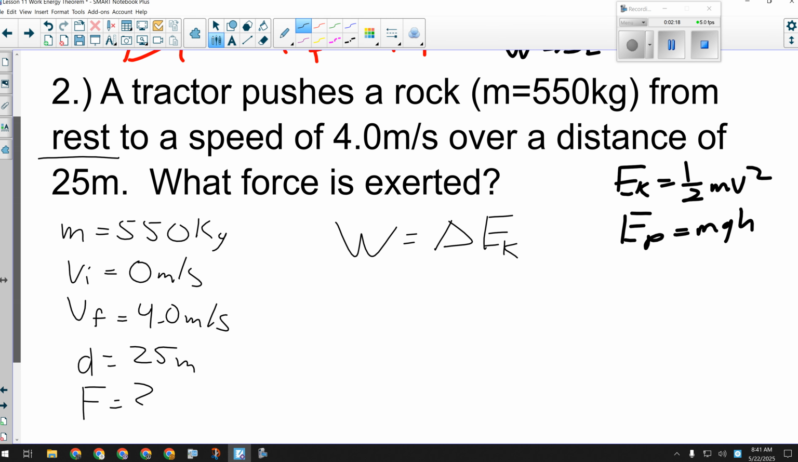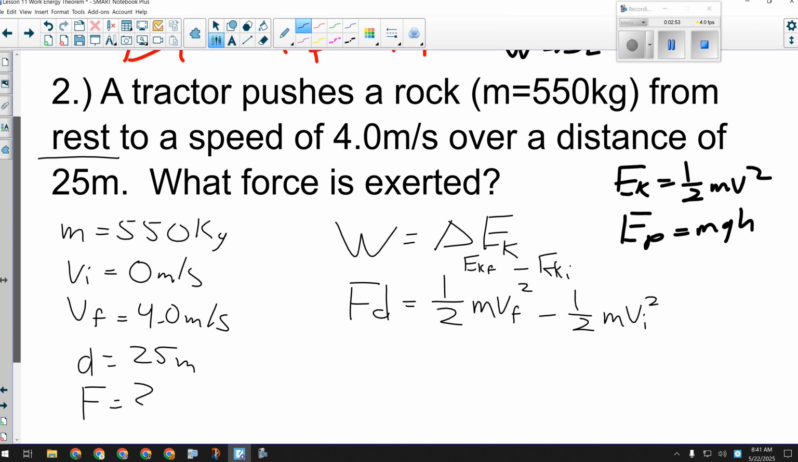All right, now that I've got that, I want to expand this out. Work can be calculated by multiplying force times distance. I'm looking for force. I was given distance. And then change in kinetic energy would be 1/2 mv final squared. That would be my final kinetic energy. And I'm going to go minus my initial kinetic energy, so minus 1/2 mv initial squared.